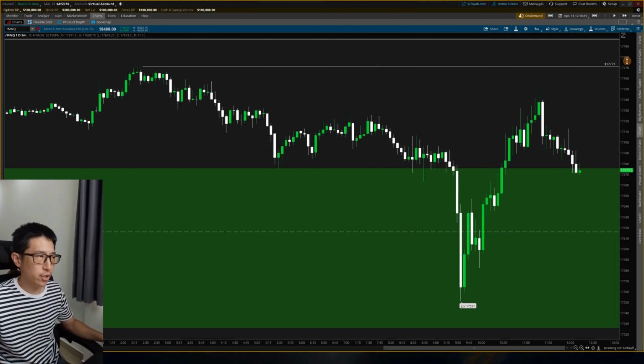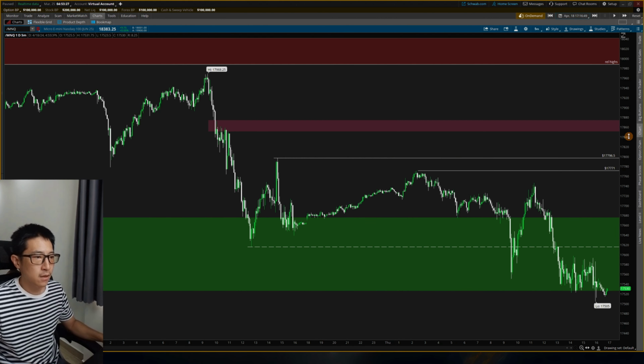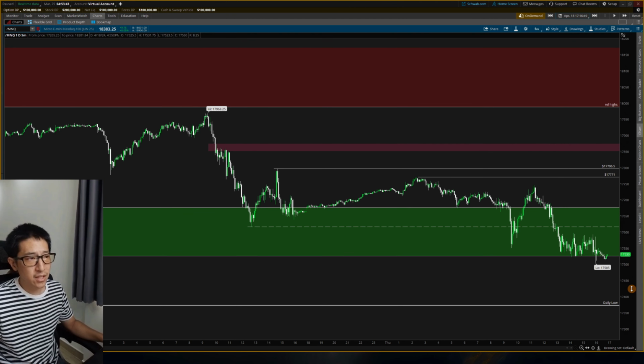But let's take a quick look at the end of the day. So the end of the day, all this buy side remains intact. We just swept the buy side here pre-market, and then we rallied lower. We dropped lower and pretty much just consolidated at the lower half of that 4 hour fair value gap. So going into the next day, I think we can try and aim for that daily low, as long as we stay in the lower half of this 4 hour fair value gap.